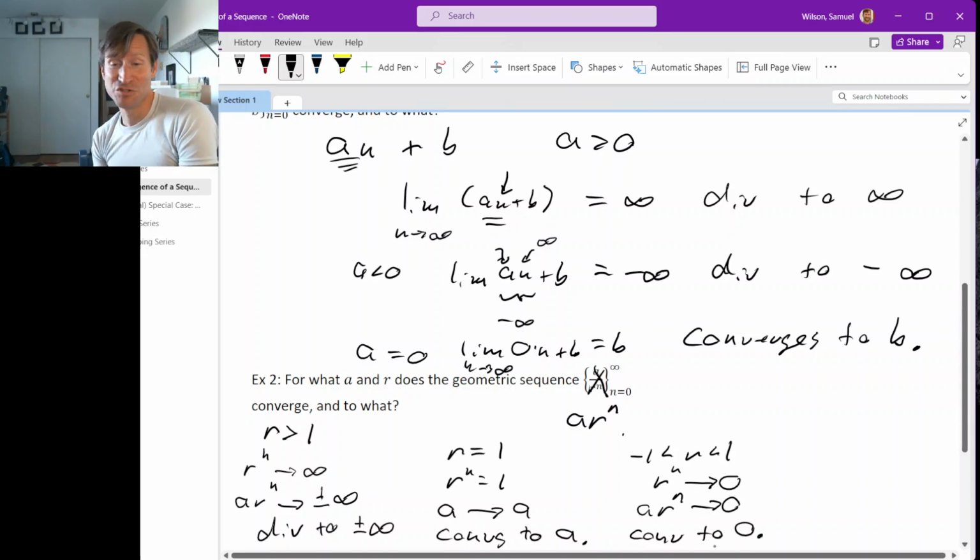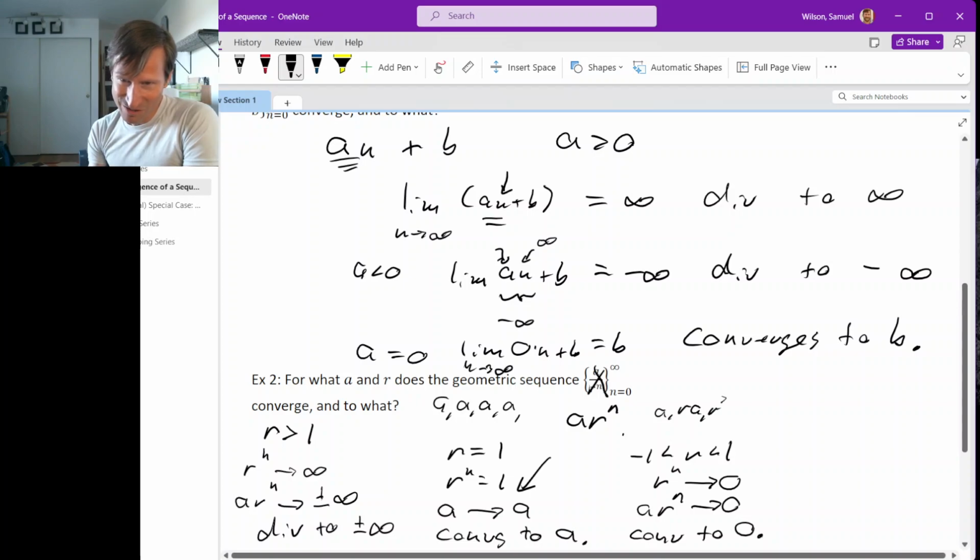Notice that this isn't a trivial statement. In the previous example, every term in the sequence was a because the ratio r was 1, and so of course that goes to a. But in this example, our terms are actually different. The terms in the sequence are a, and then a times r, and then r squared times a, and so on. So they're actually all different, but they're actually going to something this time.